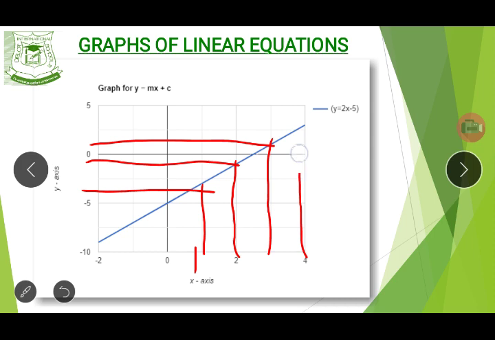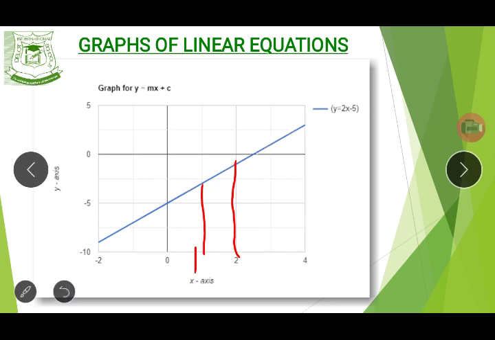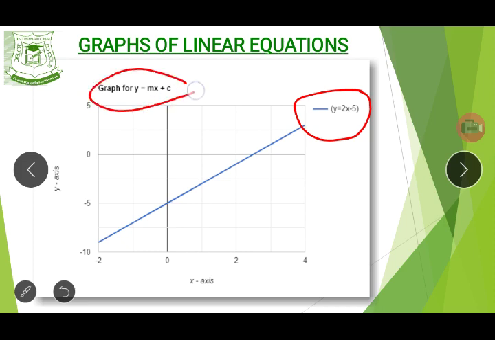When x is 4, y is what? 3. Do you see that now? That's it. It's as simple as that. There is nothing adding to it. All right. So that is that about the graph. You see that in my description here, I said the line is defining y equals 2x minus 5. Do you see that? This is the graph representing y equals mx plus c.